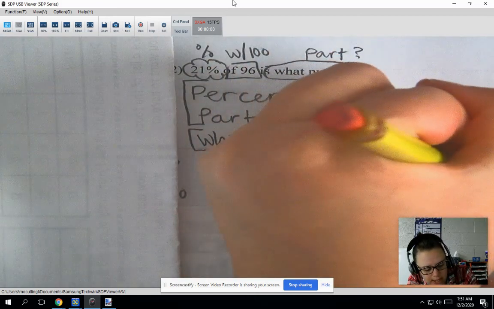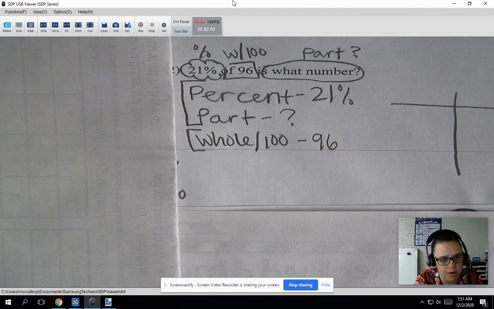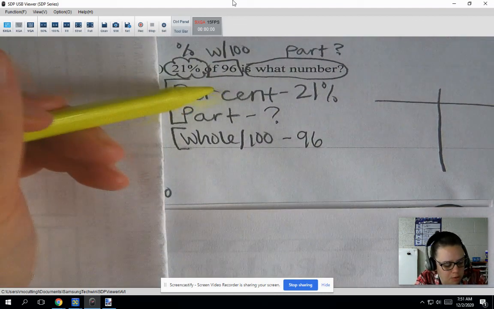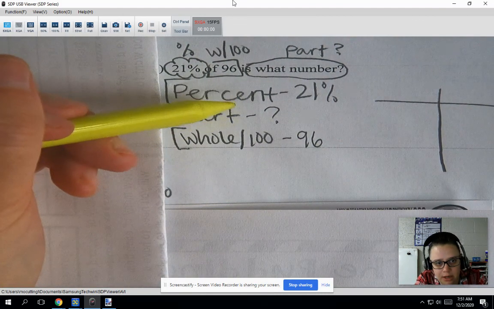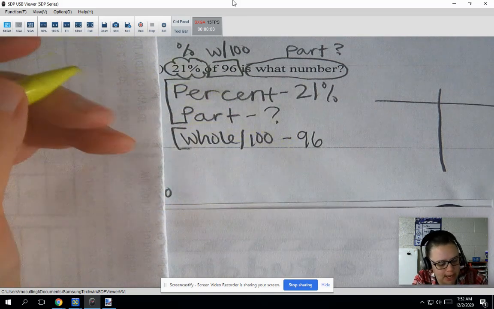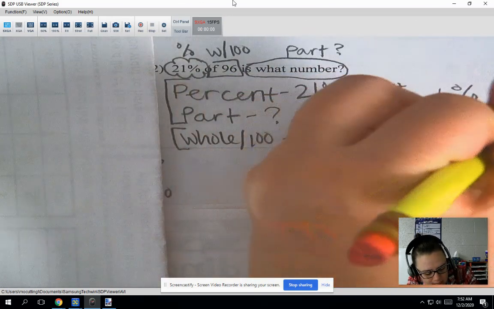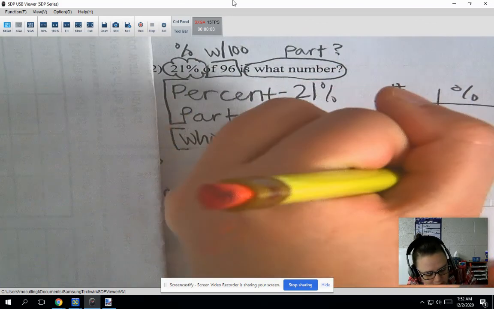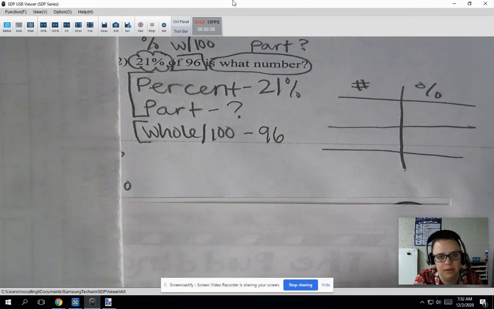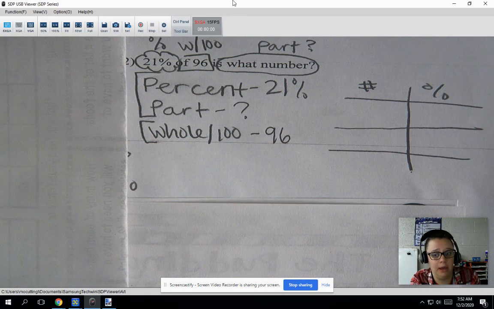Okay, so this time I'm going to have you try to set it up on your own. We don't have these two pieces, so we're not going to start with these. We're going to start with our whole goes with our 100%. So I have number and percent. Okay, so I'm going to have you pause me and try it on your own and then come back and we will check it. So pause.